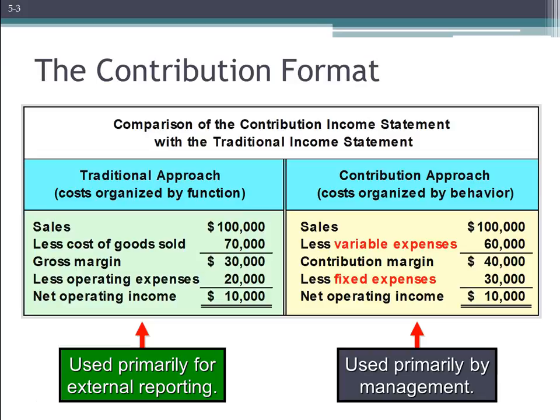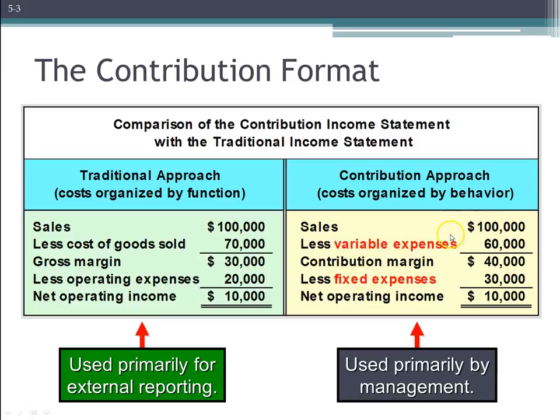And the traditional income statement is generally used for financial reporting purposes, right? What we focused on in accounting, financial accounting, ACC 201. Whereas the contribution approach is something that is used more often by managers, right? And this helps us actually increase our profits just by separating out our variable expenses and our fixed expenses. So we don't have the same format. The same numbers are there.